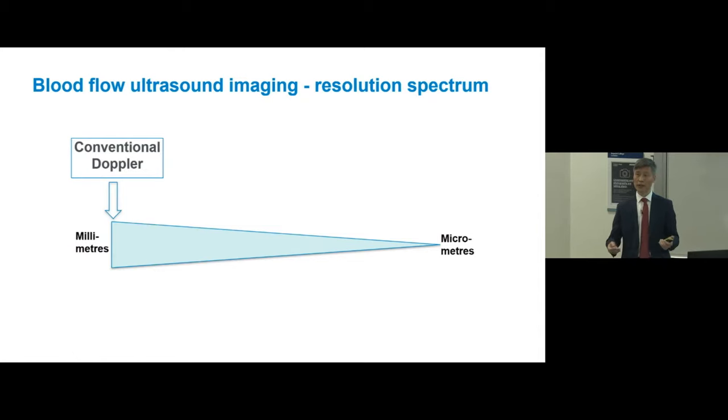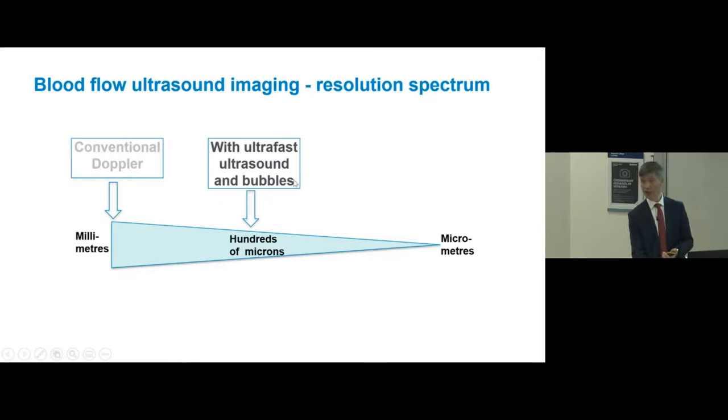Now we really talked about time, like how fast we can go and how that can help us improve the image quality. Now we're really talking about the spatial resolution. The conventional Doppler technique has a resolution in the millimeter range. It's already pretty okay, but with ultrafast ultrasound and the bubbles, you really have a very high signal-to-noise ratio, much higher than before.